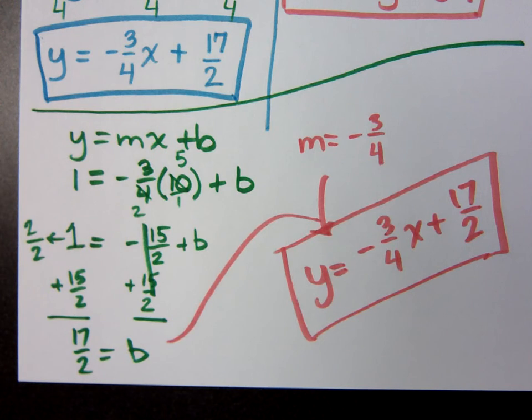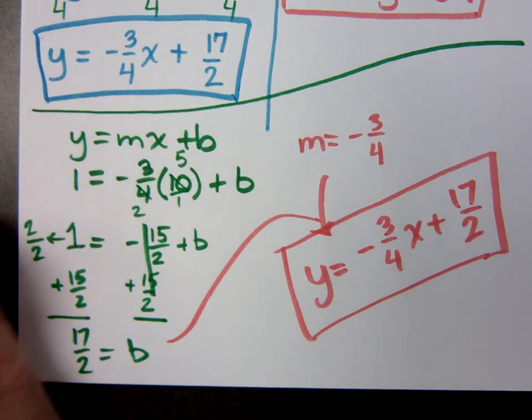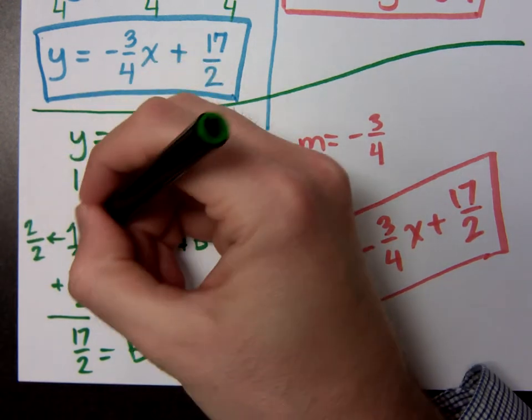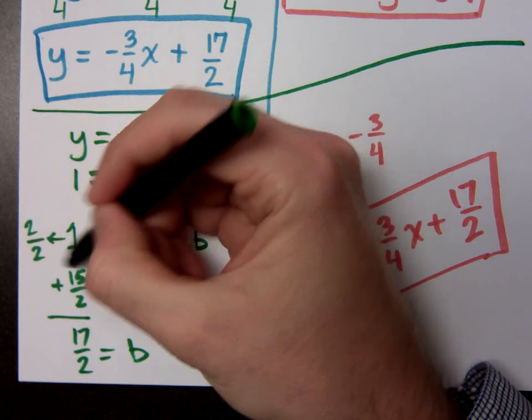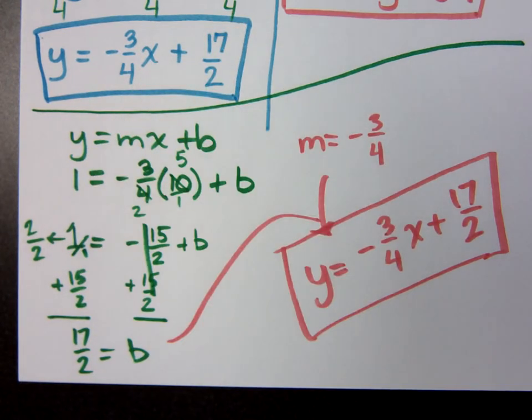How did you get 17 halves? Remember that 1 is 1 over 1. So you get that common denominator by multiplying top and bottom by 2, and you get 2 over 2, because you're using 2 as a common denominator all the way across. I'm just combining 1 with 15 halves. So it's just an exercise in adding fractions, getting that common denominator.